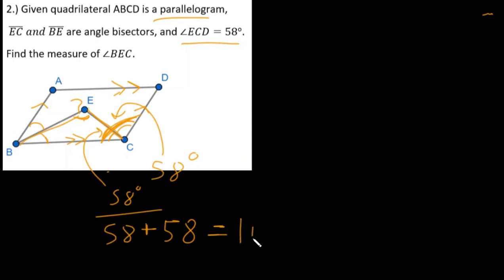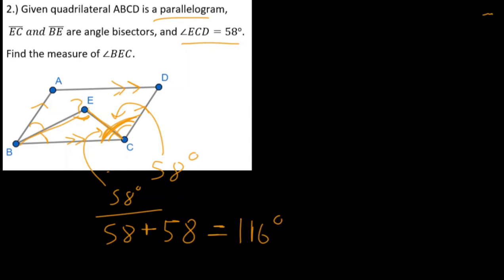One, since EC is an angle bisector, we also know that this angle right here will be 58 degrees as well. So if I were to ask you, what is this entire angle? Well, we know that it has two parts that are both 58 degrees. So we can simply say, what is 58 plus 58? If you were to use your calculator, you would find that 58 plus 58 will in fact give us 116 degrees.